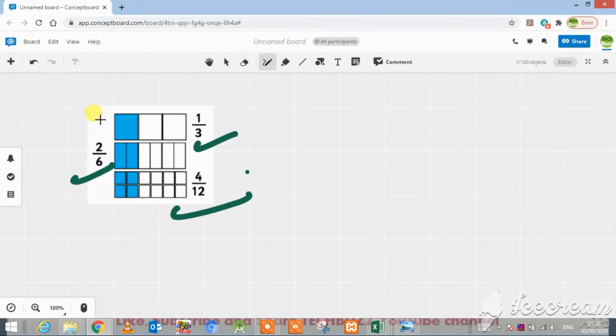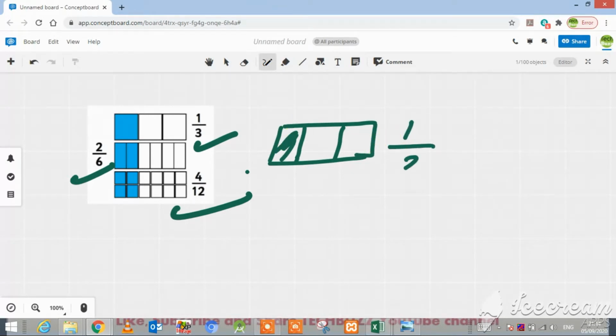Now if you see closely, we have a rectangular shape, and here what we have done, we have divided it into three parts and one part of this rectangular shape is shaded, so we can say the fraction of this shaded part is 1 upon 3. It's very simple. Now if you see the second rectangular shape, the shape is same.